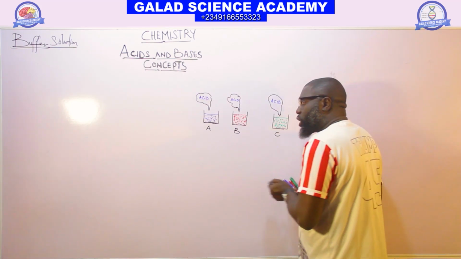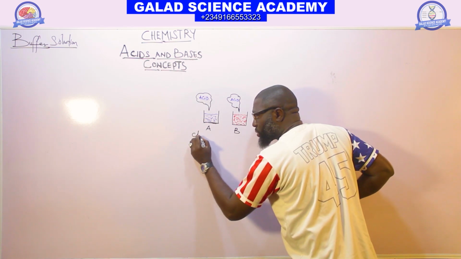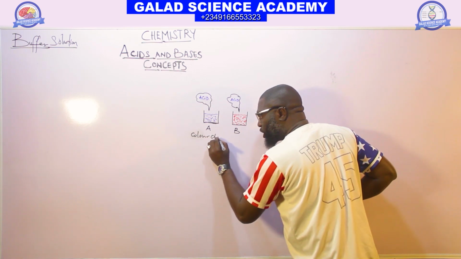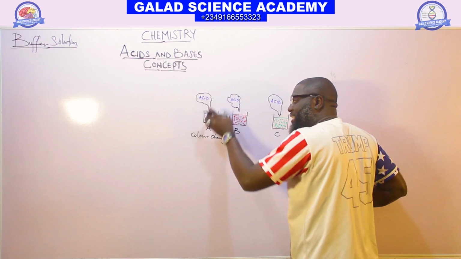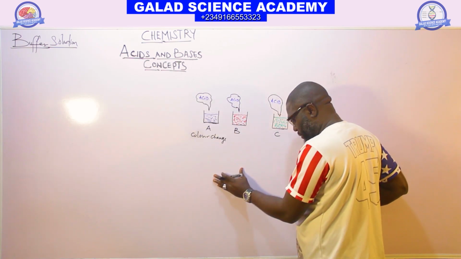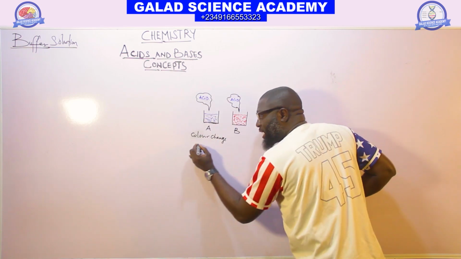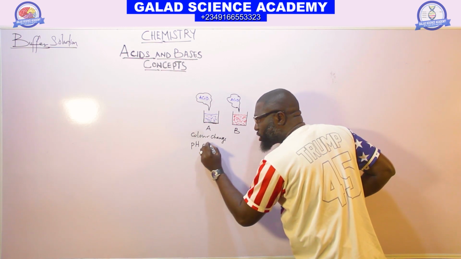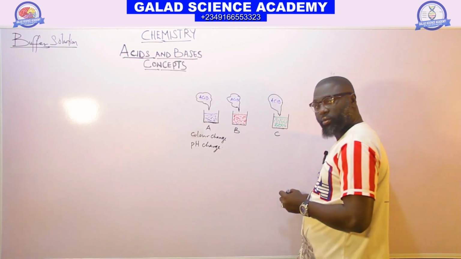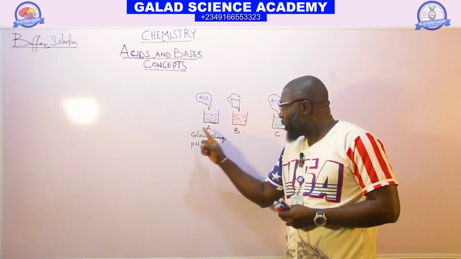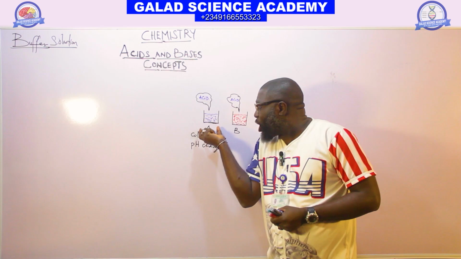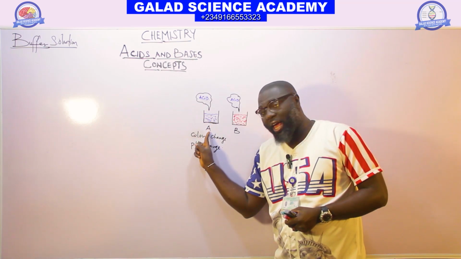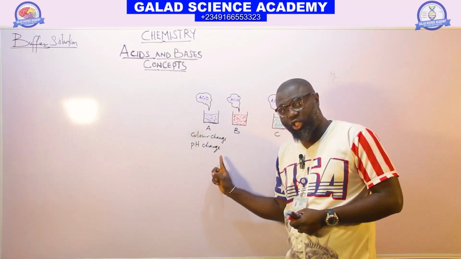The color of this beaker changes. When acid is being added to it, the color changes. Then the pH of this beaker A also changes. What do I mean by this statement? The initial color of A before adding acid, immediately you add acid to the beaker A, the color changes and the pH also changes.